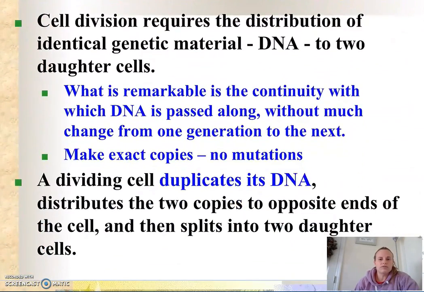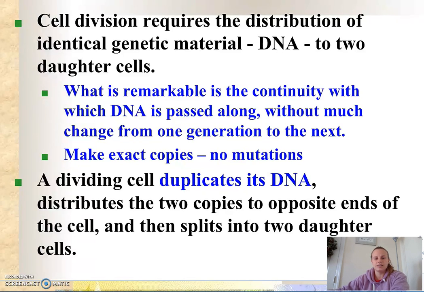Now, cell division requires the distribution of identical genetic material, so there needs to be continuity. In other words, how do I get this identical genetic material to reproduce? So let's say I have this fruit fly, right? This piece of paper represents a fruit fly, and it's got 8 chromosomes. If I split to do cell division, now each one of my offspring only has 4 chromosomes.